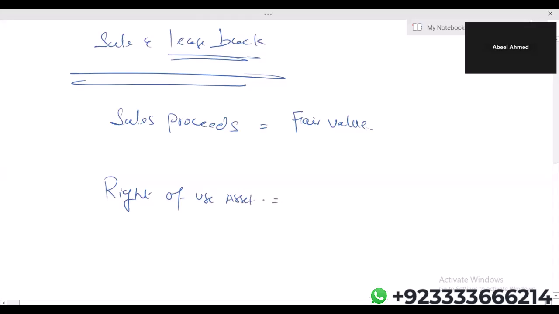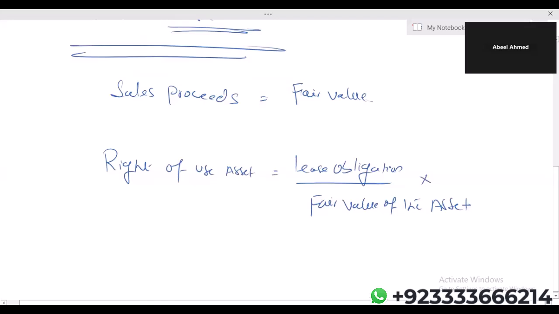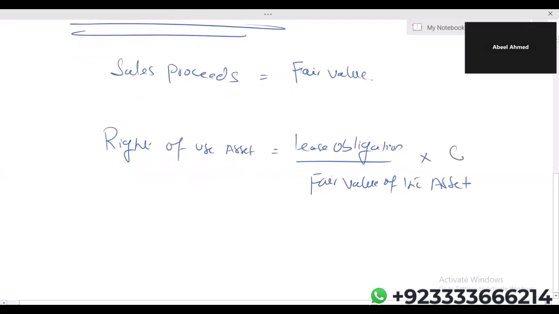Right of use asset is equal to the amount of the lease obligation, divided by the fair value of the asset, into the carrying amount of the asset, CA meaning carrying amount. So when the sale proceeds are equal to fair value, right of use asset is equal to lease obligation divided by fair value of the asset, into carrying amount.